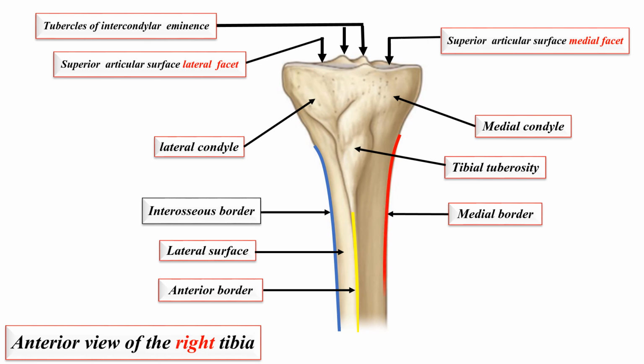This is the medial border of the shaft. Between the medial border and the anterior border, this is the medial surface. In the upper medial part of the medial surface, there is insertion of three muscles: sartorius, gracilis, and semitendinosus muscle. Also, it provides an insertion for the medial collateral ligament.